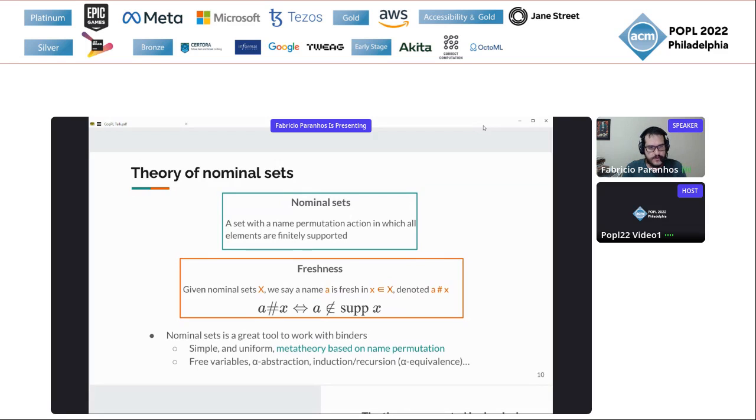As I have shown, nominal sets provide us with great tools to work with binders, and a simple and uniform metatheory, which is based on the only thing we have to define, the name permutation. And with this name permutation, we can define the set of free variables, the lambda abstraction, and induction and recursion principles modulo alpha equivalence.